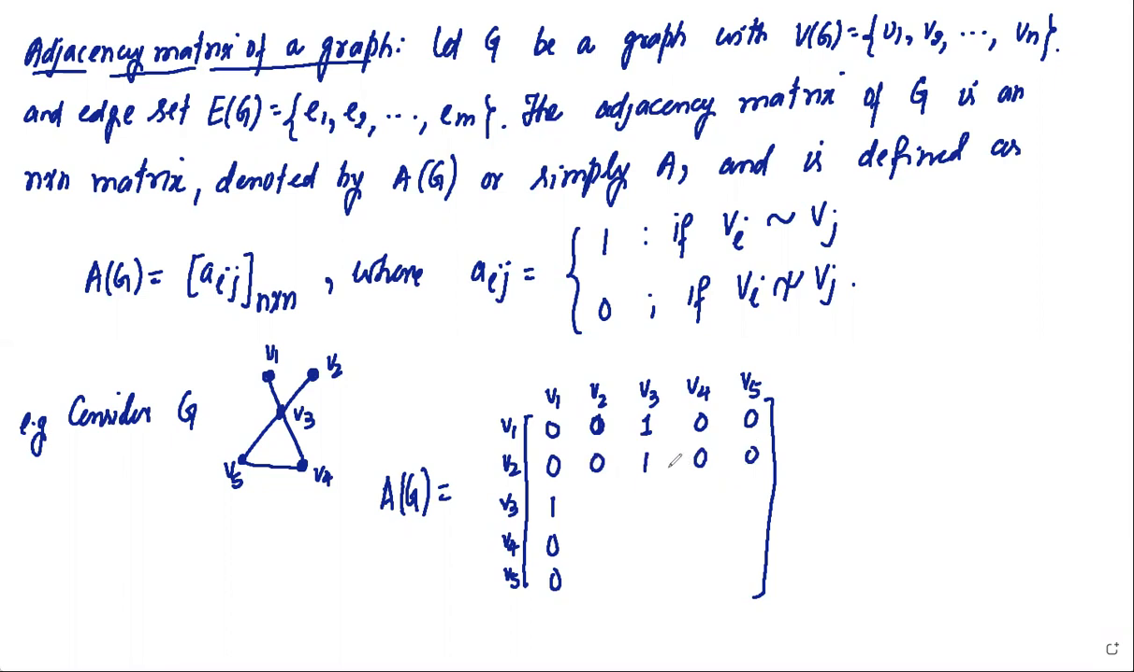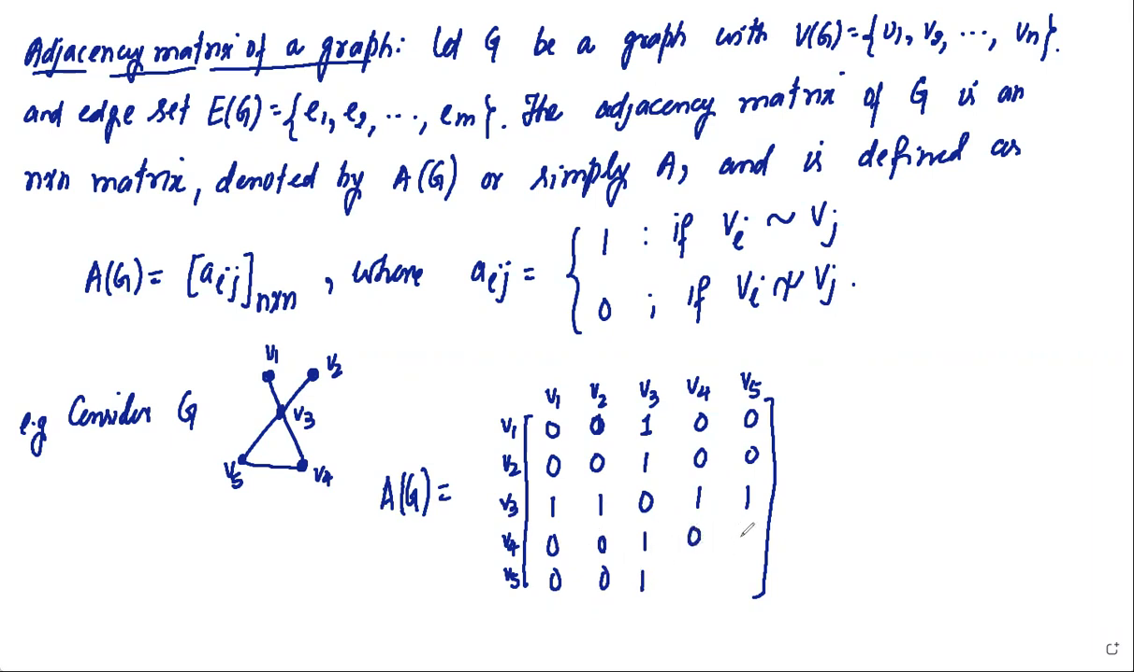Now again, the second row and the second column must be identical. So this is 0, 0, 1, 0, 0. Now here we have the entry A33, that's again equal to 0. Now we have to check what V3 is adjacent with. V3 is adjacent with V1, so we have the entry 1 here. V3 is adjacent with V2, we have the entry 1 here. V3 is also adjacent with V4 and V5, so again we have 1 and 1 here. And obviously here we will get 1 and 1. Now this is the 4 entry, this again equals 0.